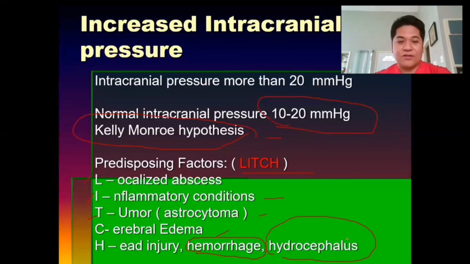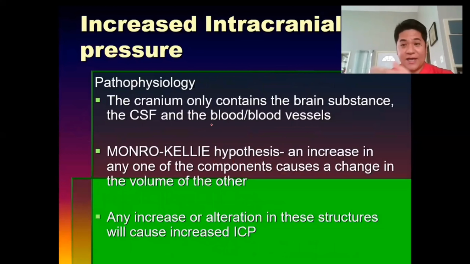So we have to monitor this very important topic. Now, as I have told you, the pathophysiology for the increased ICP is the Monro-Kellie or Kellie-Monro hypothesis, that any increase in one component of the brain will lead to increased ICP, okay? Or any alteration or increase in this structure will increase your intracranial pressure, okay?